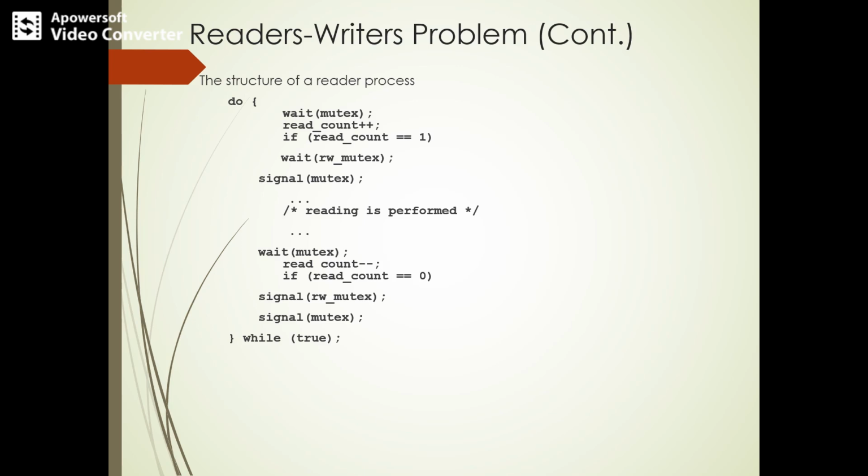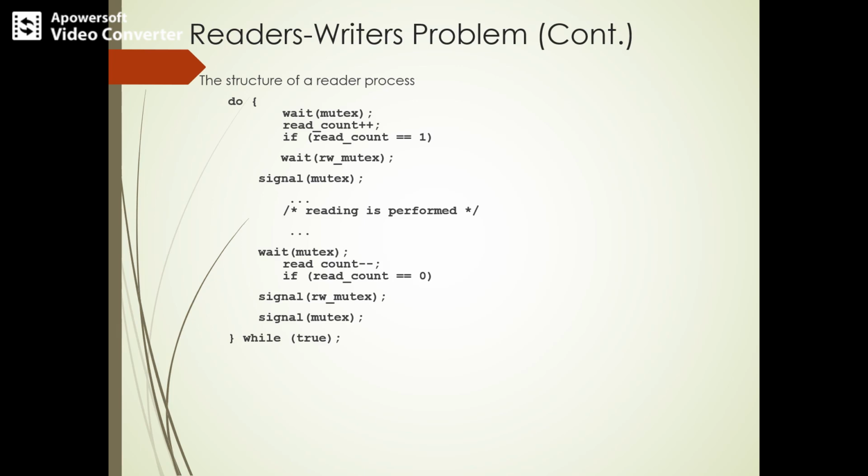The read count variable keeps track of how many processes are reading the object. So there is one process which is reading the object, so you acquire the read write mutex lock, and then release the mutual exclusion lock. But the lock for read write mutex is still there. That means readers and writers cannot concurrently perform operations over the shared data. That kind of lock is maintained, but only the mutual exclusion lock is released so far.